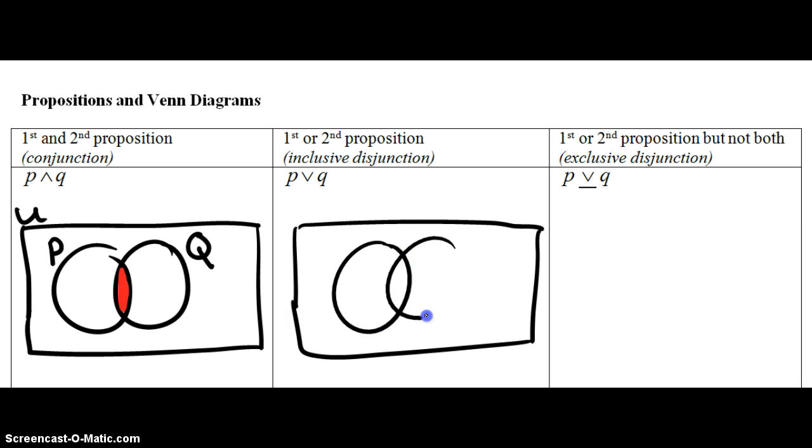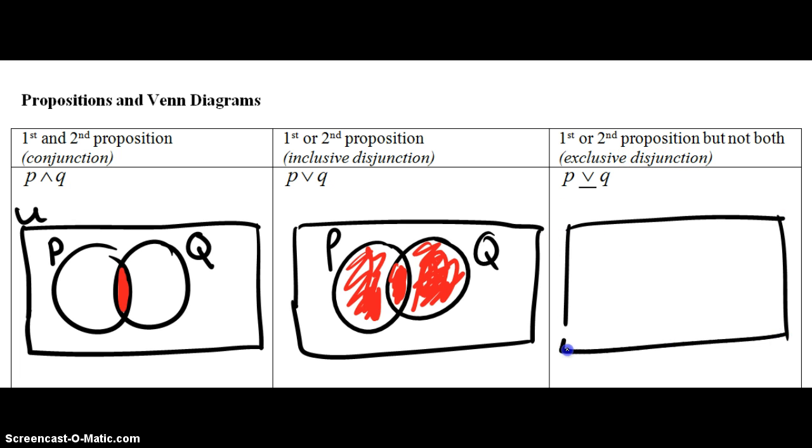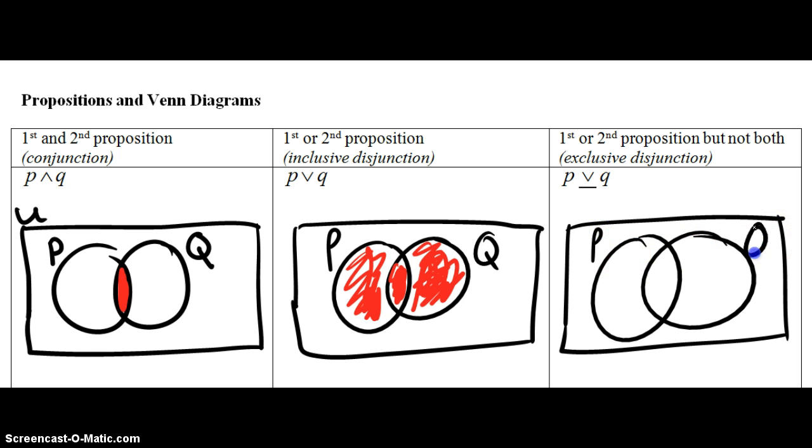Now, if we're talking about inclusive disjunction, it's either P or it's Q or it's both. So in this case, it's going to be this section, this section, or both. So here as well. A little bit different than exclusive disjunction, because when we do that, we're talking about P or Q, but not both. So this is not included. That's what this line under here means.